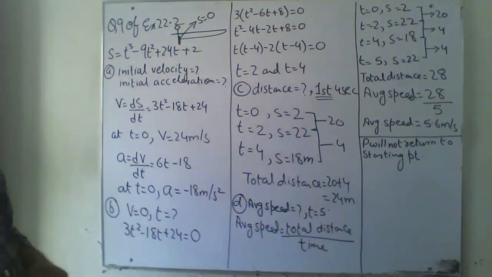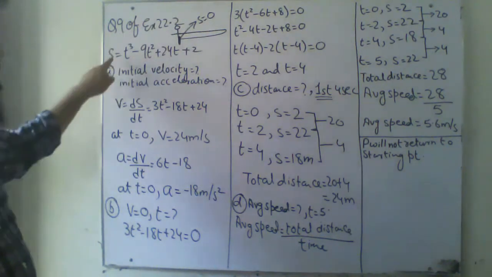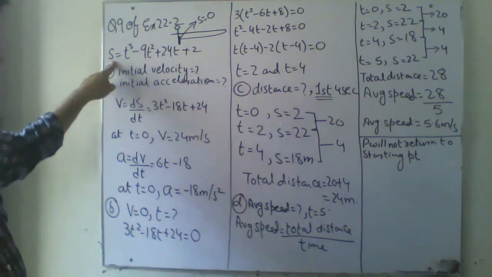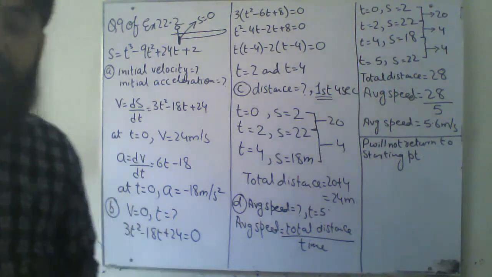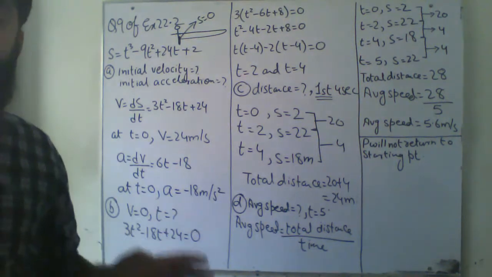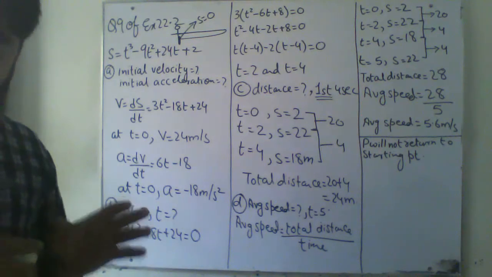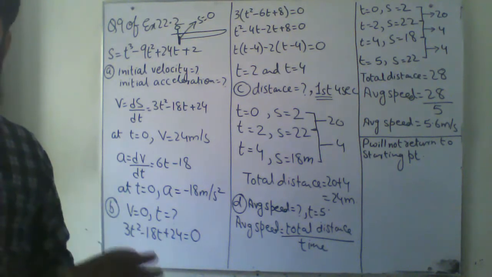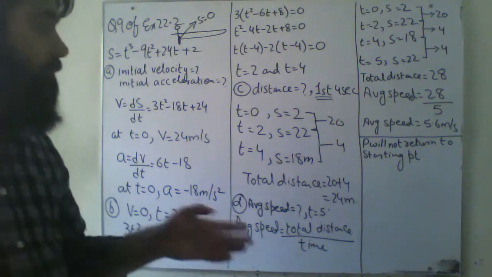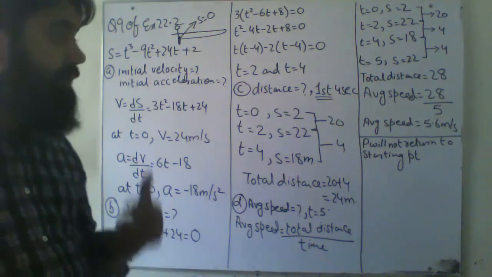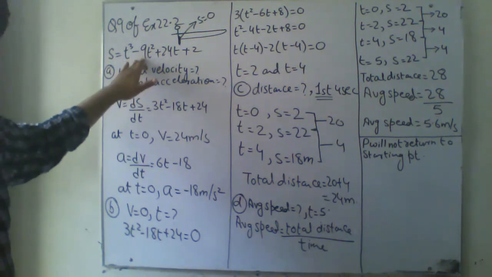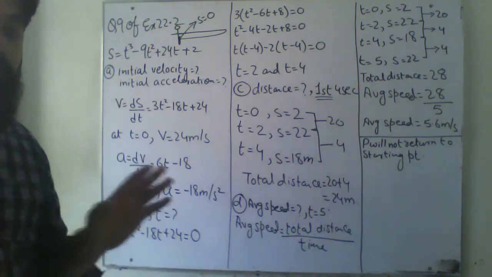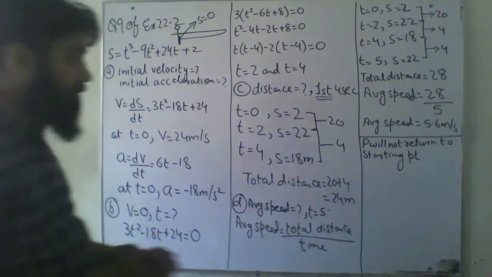So what I am going to do is put displacement equals 0 in this equation, and try to find the value of t. If I have any positive value of t with real roots, a real value of t, it means the body will return to the starting point. But if I get any negative value or any complex value, it means the body will not be returning to the starting point.